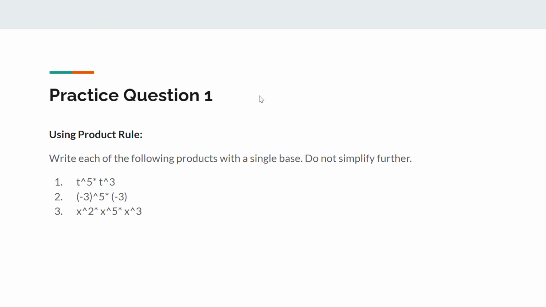Let us do some practice questions. Using the product rule, write each of the following products with a single base. Do not simplify further. I will give you about 30 seconds to do each question. So let's start now.